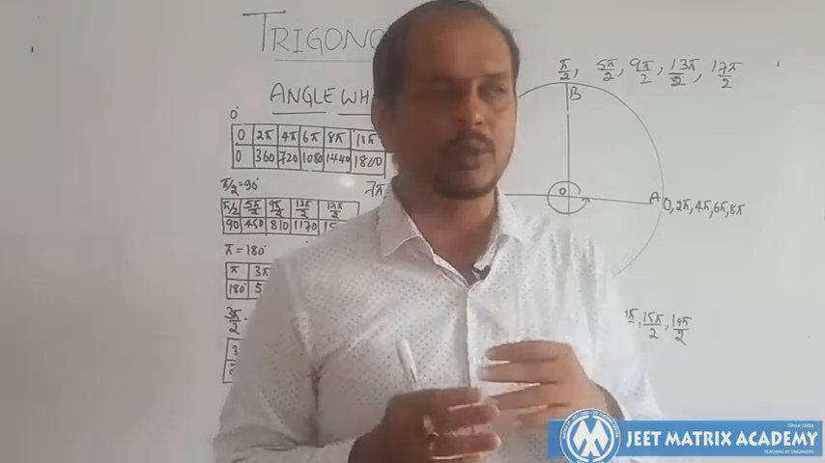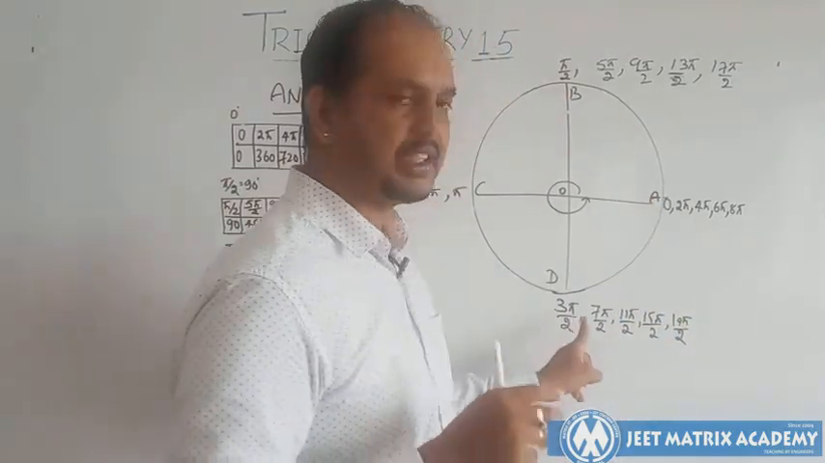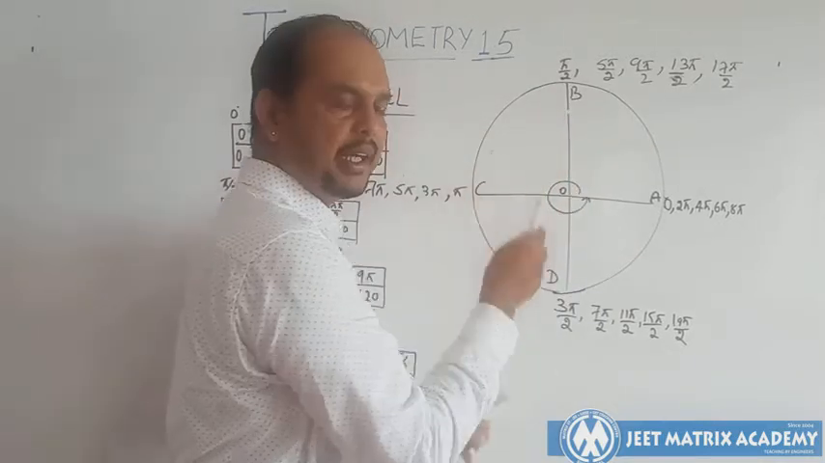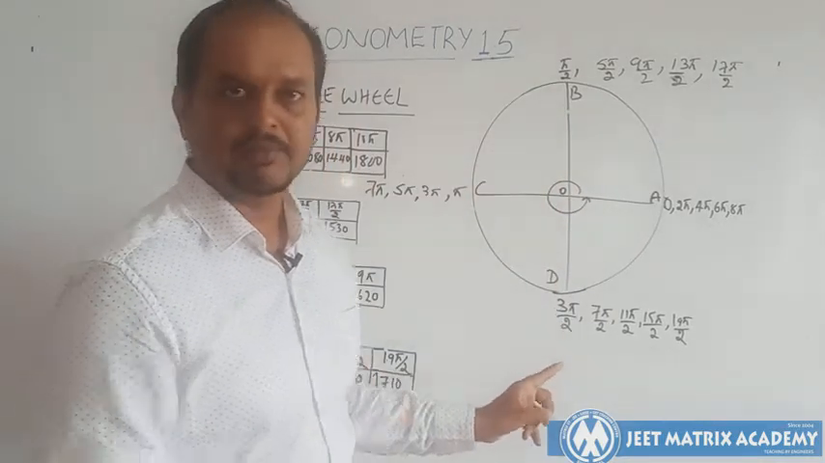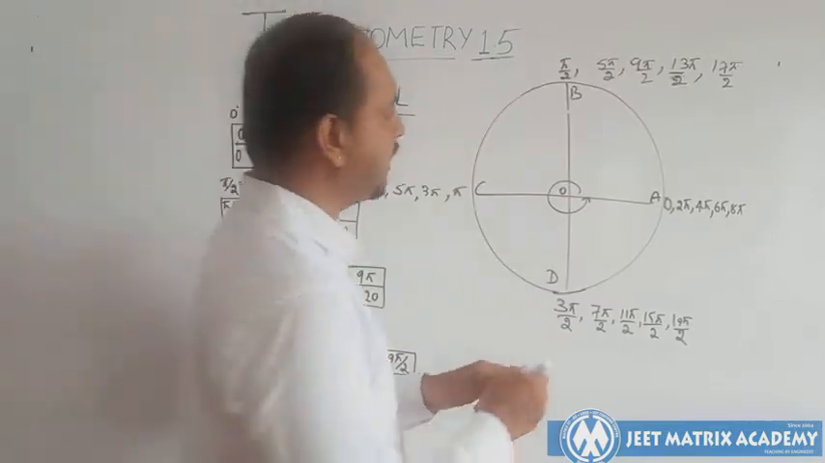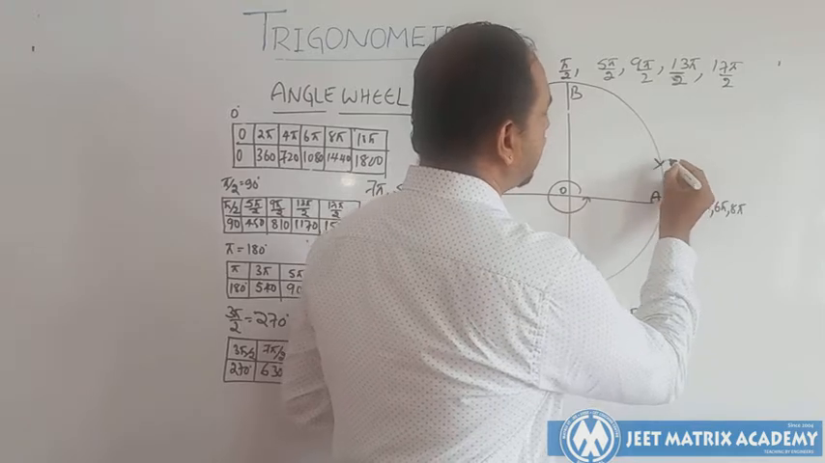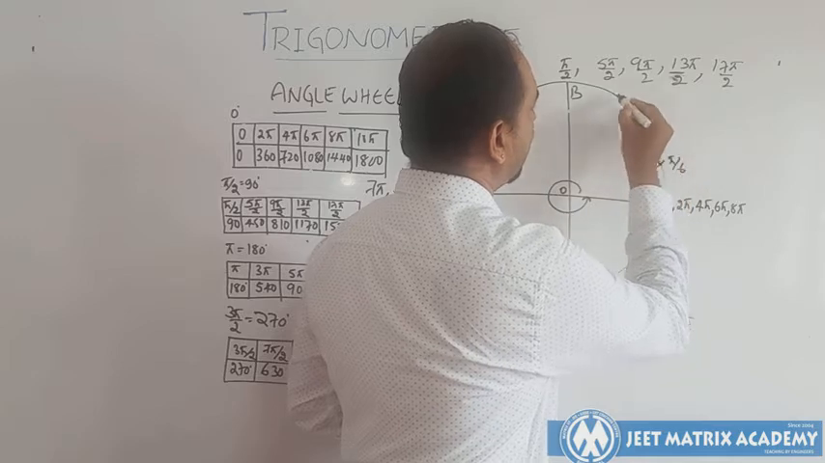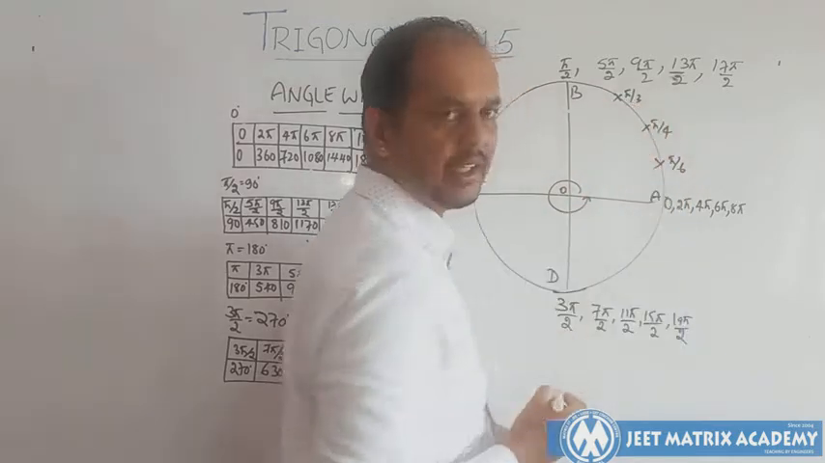So as we move further, these are the 4 very standard locations of a wheel: 0, pi by 2, pi and 3 pi by 2. Am I right? Now, in between the angle wheels, here this is pi by 6, this is pi by 4, this is pi by 3.